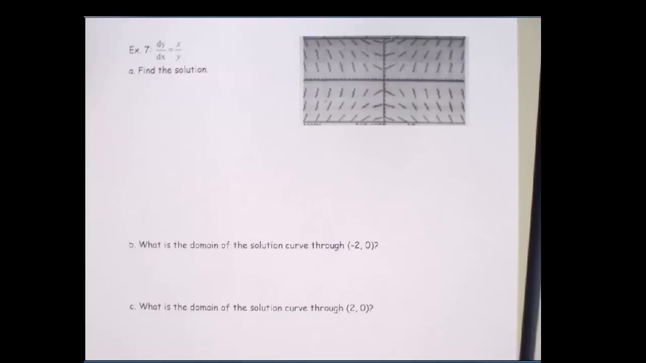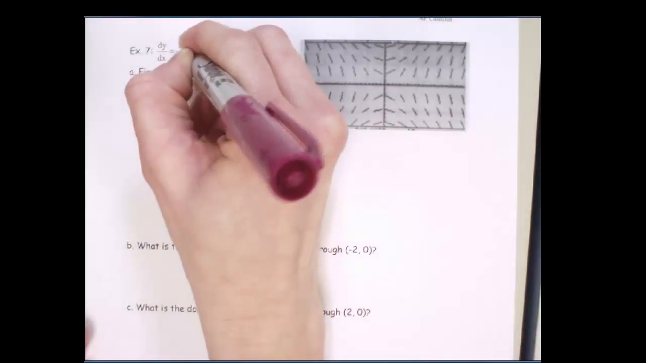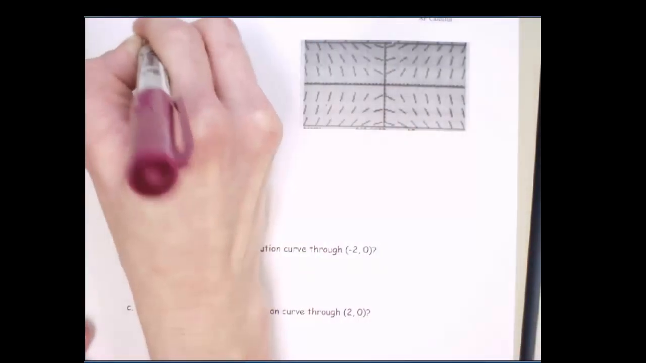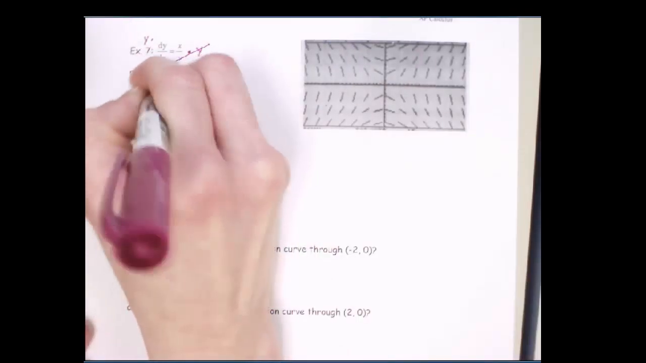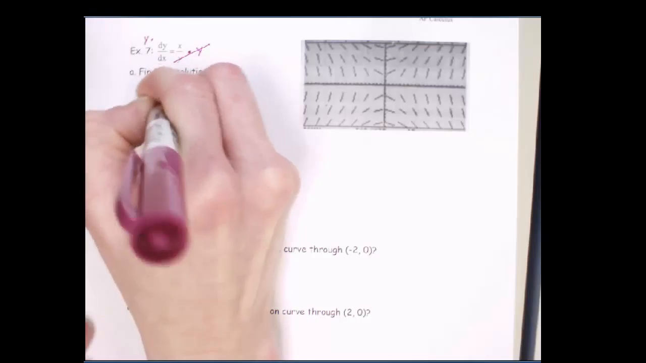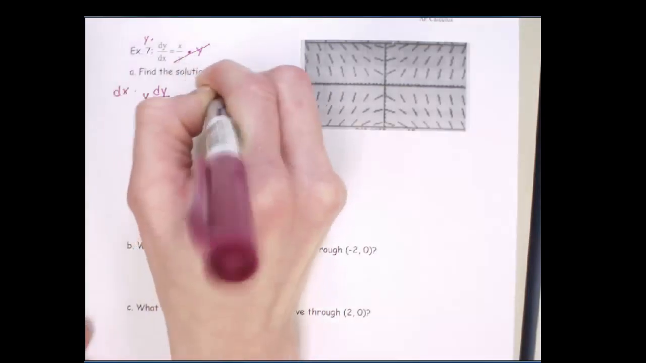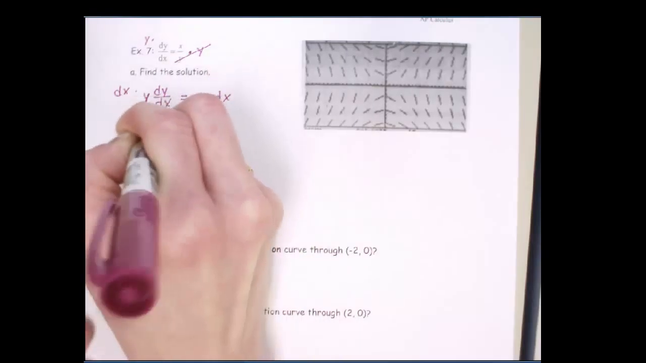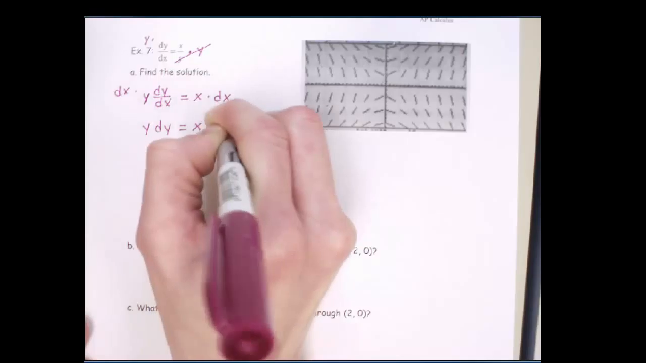Okay, last example, example 7. So we have dy over dx equals x over y. So again, we want to separate this. The first thing let's do is get that y out of the denominator, so we're going to multiply both sides by y. So we get y dy dx equals x, and then multiply both sides by dx. So we get y dy equals x dx.